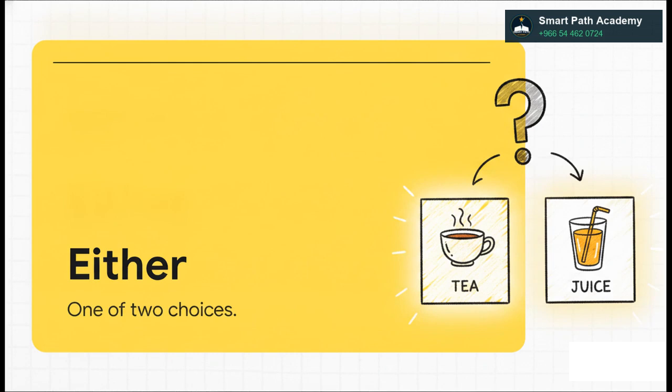Basically, either means just one of 2 choices. Think of it like this: if only one of those choice cards on your screen lights up, that's either. Honestly, it doesn't even matter if it's the tea or the juice. Either literally just means exactly one of the options you're looking at.